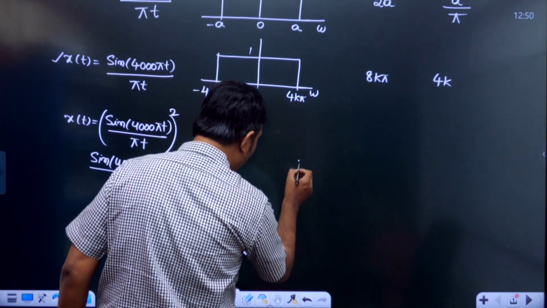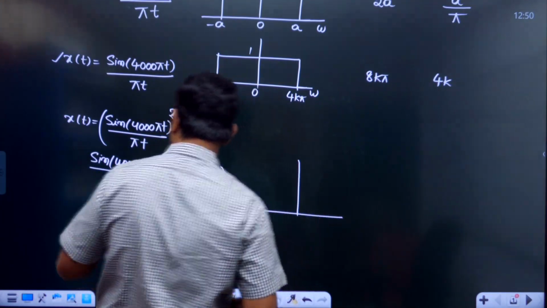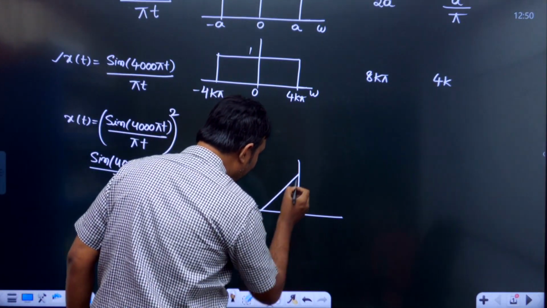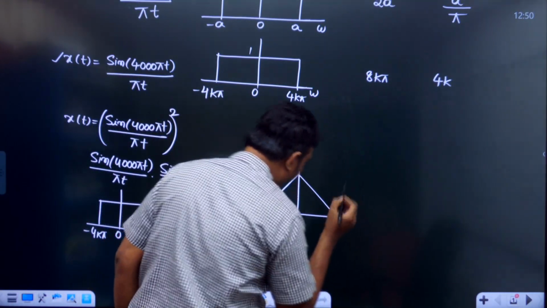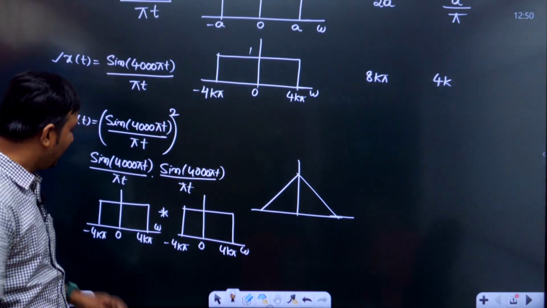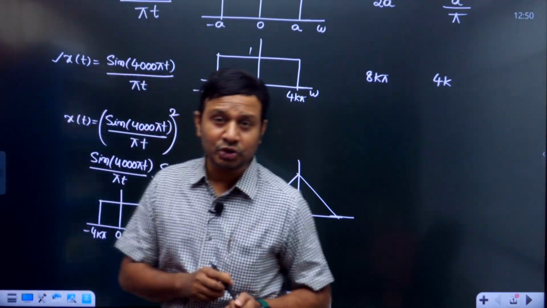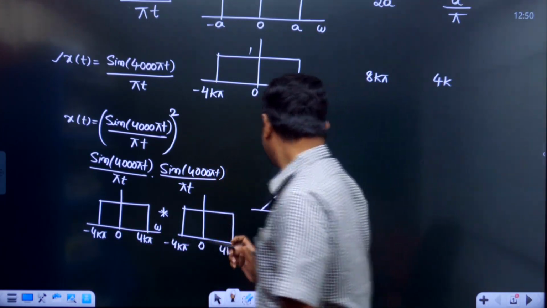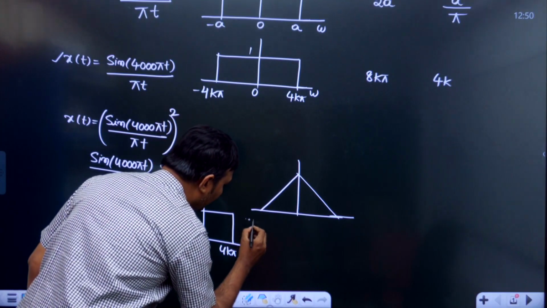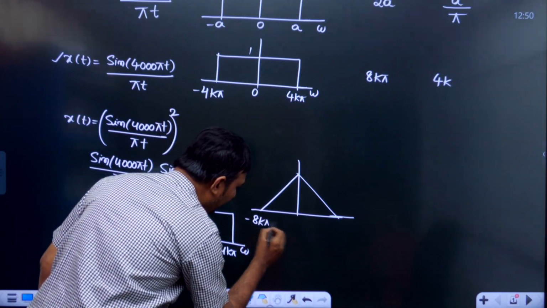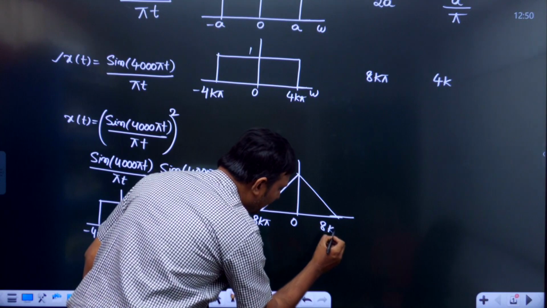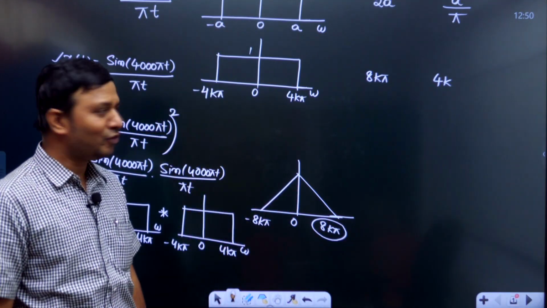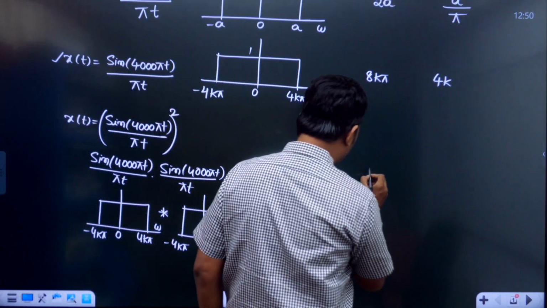So the Fourier transform of sin(4000πt)/(πt), whole squared, would be a triangular pulse. Remember, the range of output in convolution is from the sum of lower limits to the sum of upper limits. So this triangular pulse exists from minus 8000π to 8000π, from which I can catch my highest frequency component, 8000π. So what is the Nyquist rate?